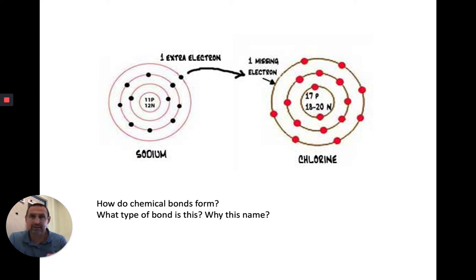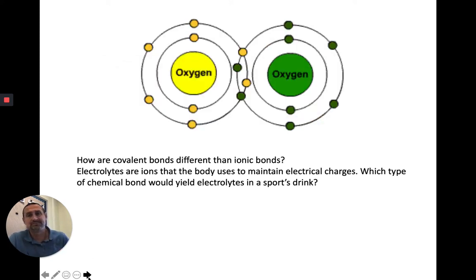Chlorine is the perfect complement. You'll notice that chlorine has 2 electrons in the first energy level, 8 in the second, and then 7 in the third. If chlorine could get an 8th electron, then it would be stable. So sodium gives the electron, chlorine will take an electron, and now we have an ionic bond, a chemical bond formed between 2 atoms that are now ions because of the electrons.